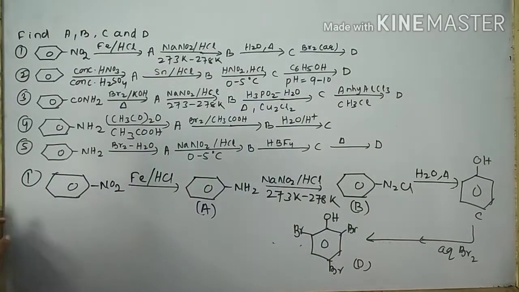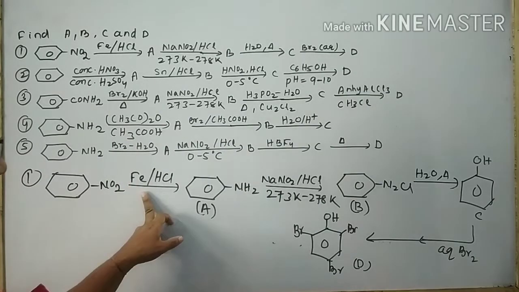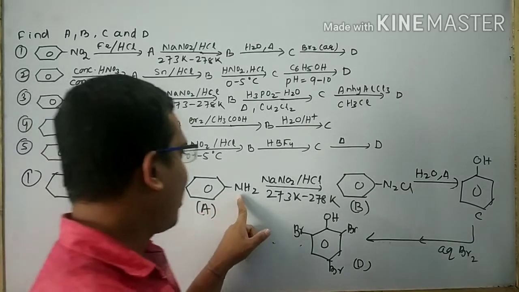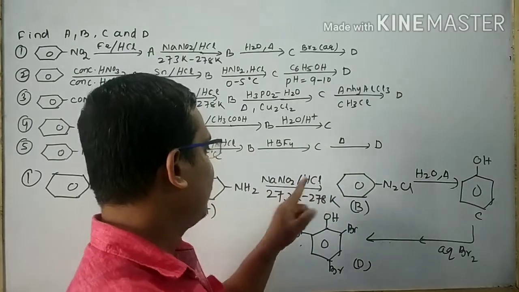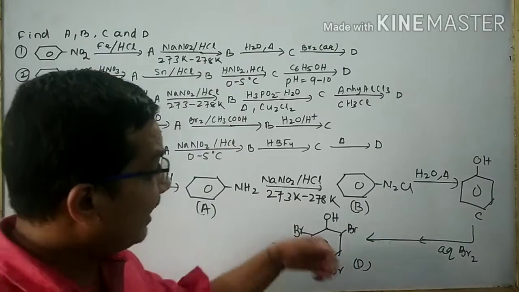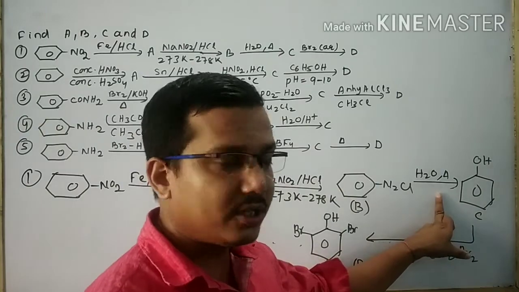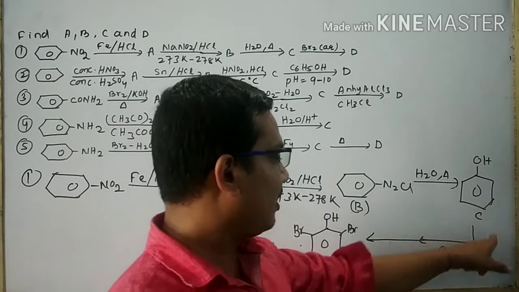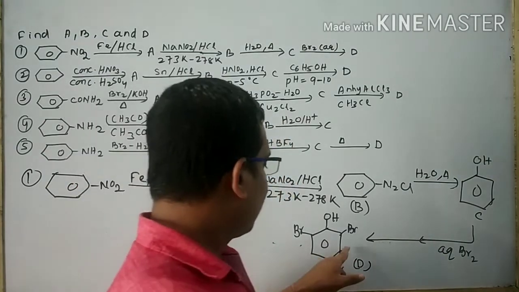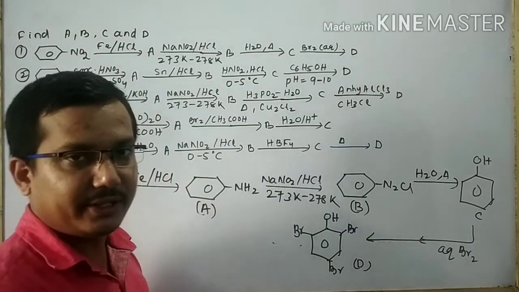Again I will repeat. Nitrobenzene is subjected to reduction in the presence of iron and HCl. Aniline is formed, that is considered as product A. Now aniline is treated with NaNO2 in the presence of HCl at 273 Kelvin to 278 Kelvin temperature. Then BDC is formed. Now BDC is subjected to reaction with water under warm conditions. Then phenol is formed. Now phenol is subjected to bromination with the help of aqueous bromine. Then 2,4,6-tribromophenol is formed, that is considered as D.